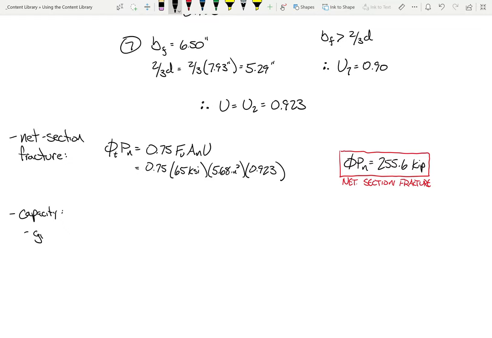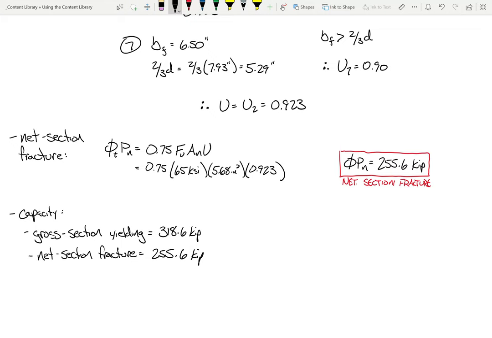So we have a gross section yielding of, what was it, 318.6? And we now have a net section fracture of 255.6 kip. So the question is, which one, if somebody were to ask me, how strong is this element? What's my answer? Is it 318 or is it 255? 255. Because if I start loading it, I'm going to hit this number first before I hit that one.